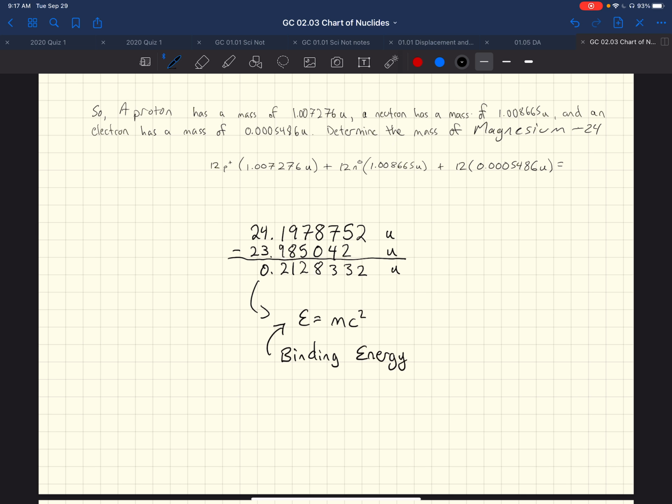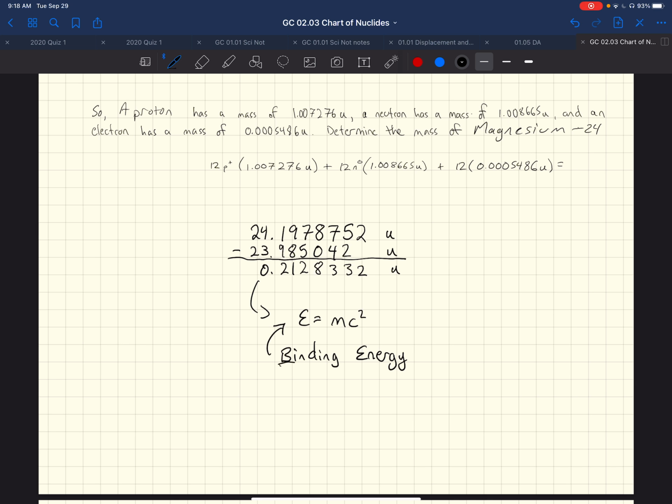And if we think about it, that binding energy is going to tell us about the stability of the isotope, because the higher the binding energy, the more energy that you lose when all of these pieces come together, the more stable the nucleus is going to be, because you'd have to put that energy back in order to break apart these isotopes.